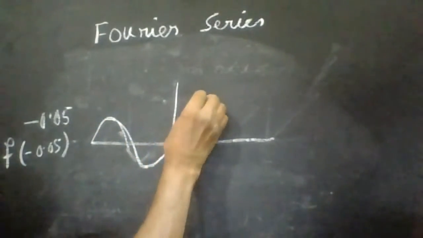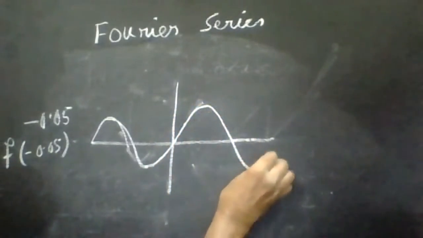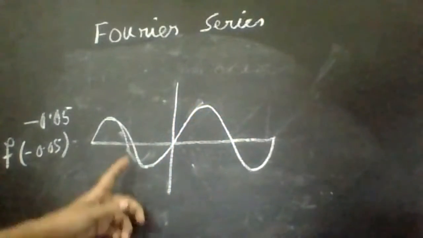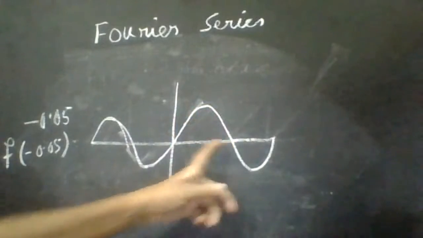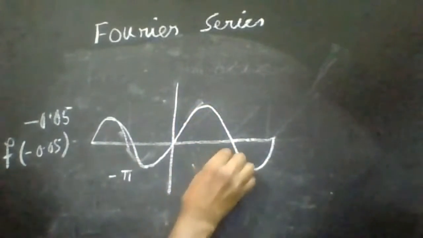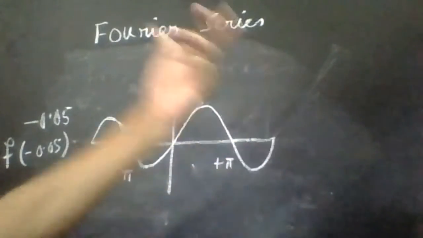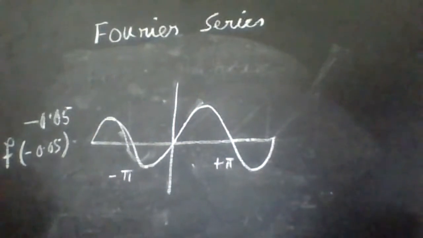It is needless to tell you that this function represents the sine wave, and from this to this, the function from minus pi to plus pi. This is the periodicity of the function. After that, the function again becomes the same.